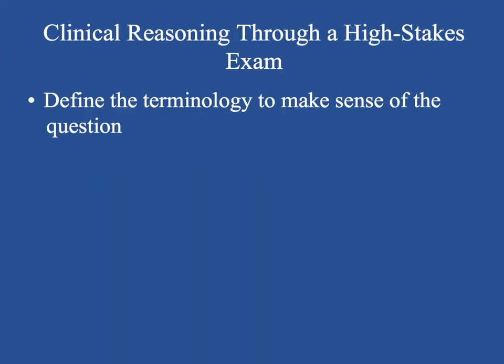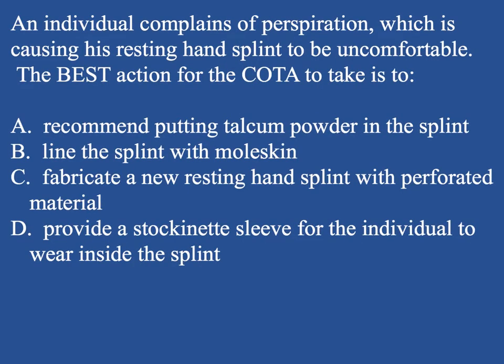Another strategy is to really go through and define the terminology given to you in the question and in the answer options to really make sense of the question. So let's take a look at an example. An individual complains of perspiration, which is causing his resting hand splint to be uncomfortable. The best action for the COTA to take is A, recommend putting talcum powder in the splint. B, line the splint with moleskin. C, fabricate a new resting hand splint with perforated material. Or D, provide a stockinette sleeve for the individual to wear inside the splint.